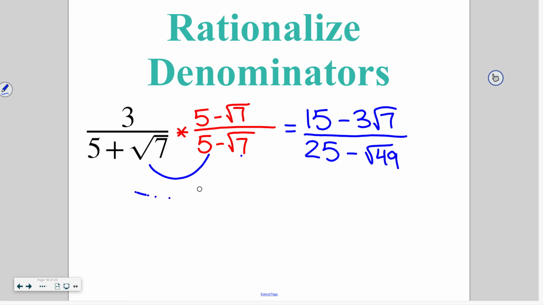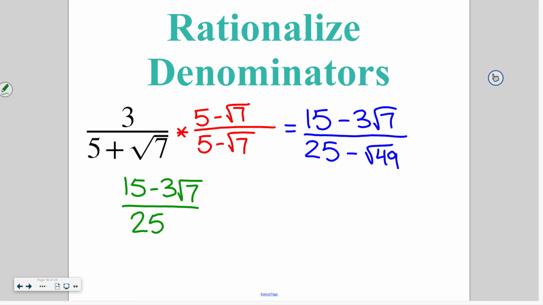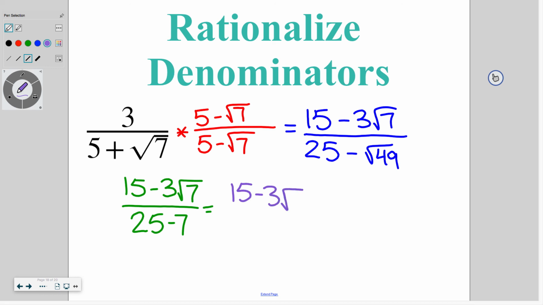Now I need to simplify. Square root of 49 gives me 7. So my problem now says 15 minus 3 square roots of 7 over 25 minus 7. 25 minus 7 is 18. So I'm at 15 minus 3 square roots of 7 over 18.